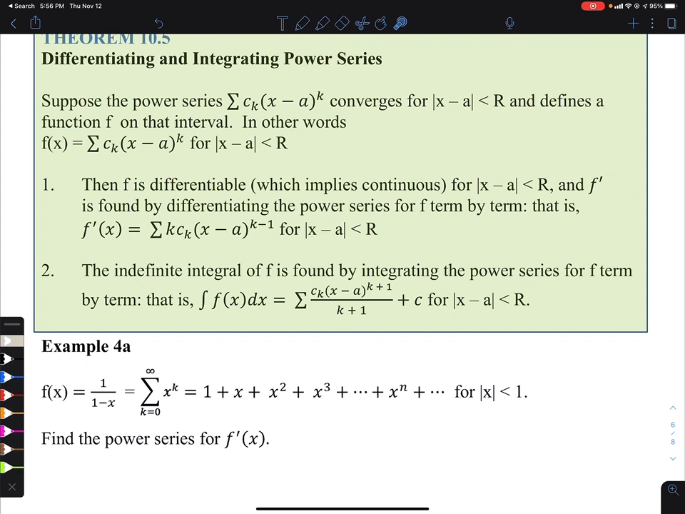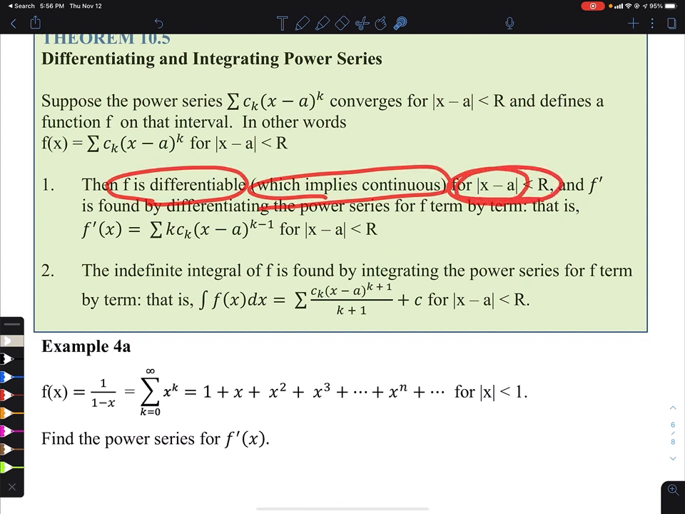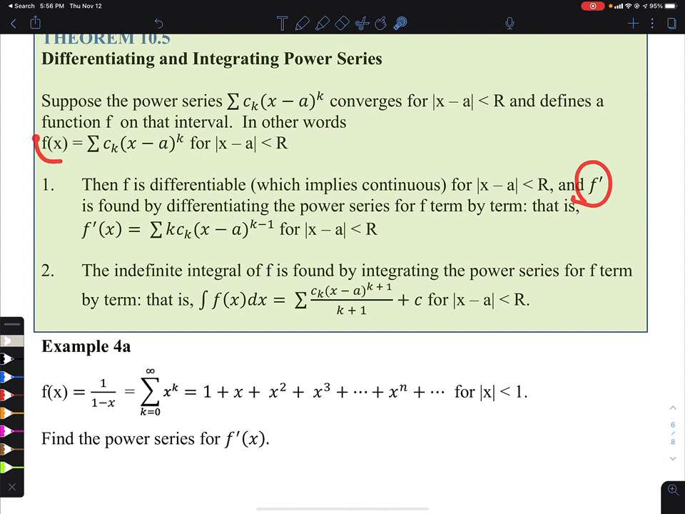These next 2 are very powerful. So you have a function f of x, and it equals this power series. If f is differentiable, which implies it's continuous, for all values where the absolute value of x minus a is less than r, so in the radius of convergence, then how do you find the derivative of your function? I want the power series for the derivative of that function. Very simply, this is what you do. The derivative of this is the derivative of every single term here.